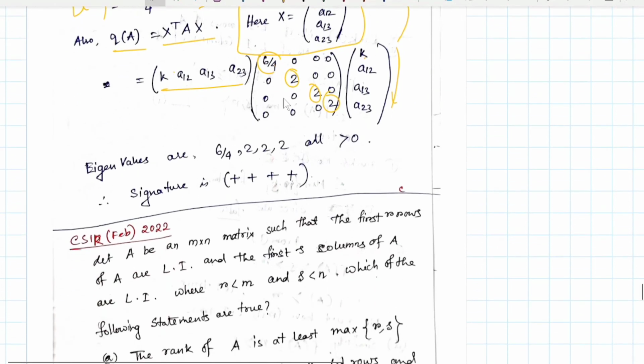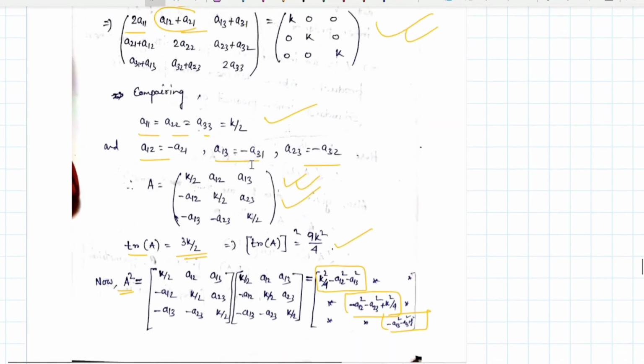Since this is a diagonal matrix and all the diagonal elements are greater than 0, and we know that for a diagonal matrix the eigenvalues are the diagonal elements, these are the diagonal elements and these are the eigenvalues, and all the eigenvalues are greater than 0. So therefore the signature is this, all eigenvalues are plus.